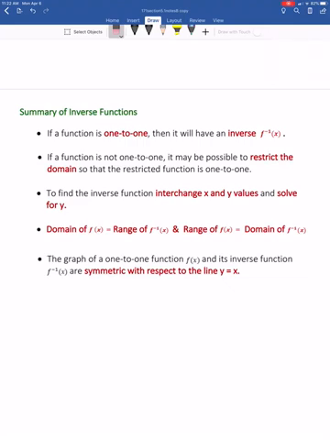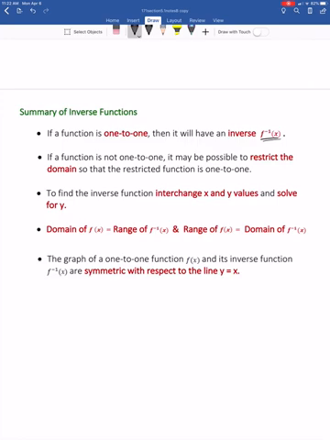All right, I want to go back to our inverse functions. As we look at a summary of what we talked about so far, we've said that if a function is a one-to-one function, then it will have an inverse function, f inverse of x. So notation for the inverse function is that superscript -1. And remember, to be one-to-one, each y value must produce exactly one x value.